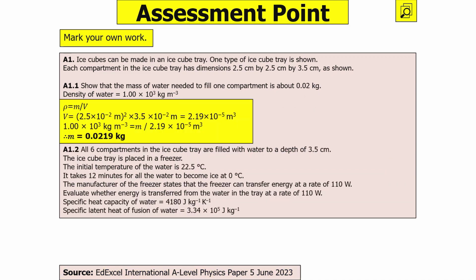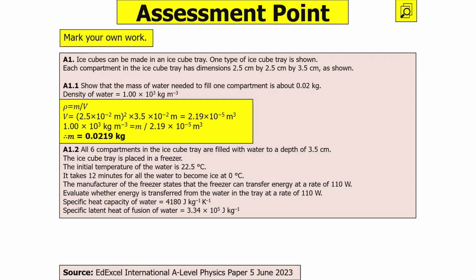In our first question, we would say density is mass over volume. So therefore, we can say volume, we can work it through to be 2.5 times 10 to the minus 2 squared times 3.5 times 10 to the minus 2, which is 2.2 times 10 to the minus 5 meters cubed.